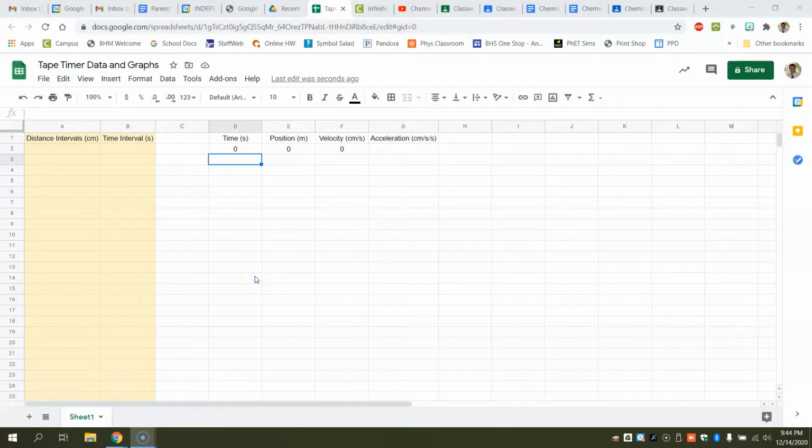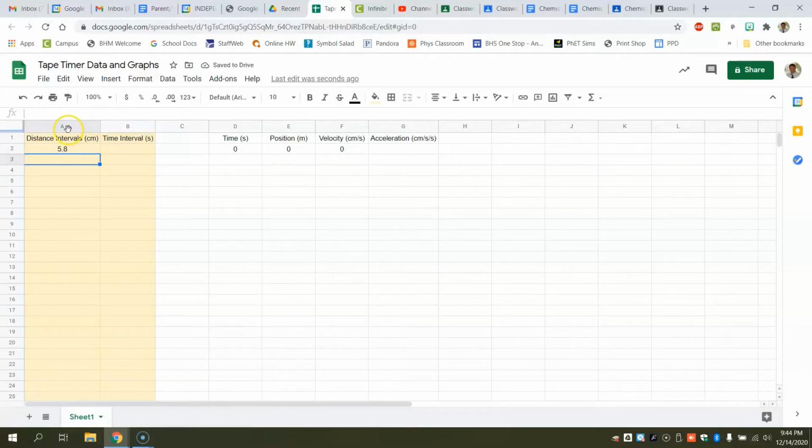Now we're going to take our strip of paper and enter our numbers in. Right here where it says distance intervals, and this is the way the spreadsheet should look for you when you first open it, you're going to type in the value that you measured. Like my first one was 5.80. Do not put the centimeters on it. We just want the number.